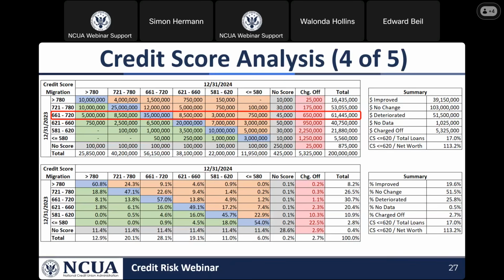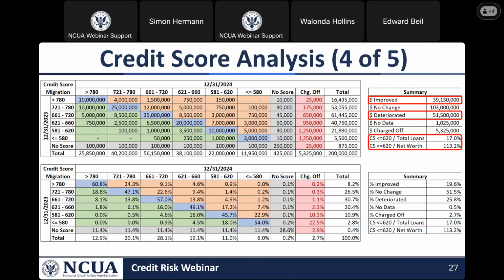Moving to the percentage table, you can see the loss rate by credit score bucket over the year. As outlined in the table, the loans to borrowers with a credit score over 620 are all performing relatively well. However, there are some clear performance issues for borrowers with a credit score of 620 or below. The charge-off rate for the 581 to 620 credit score bucket was 10.3%, while the charge-off rate for the 580 and below bucket was 22.5%.